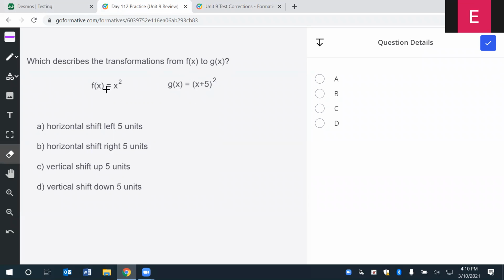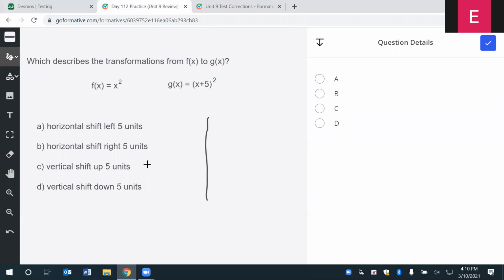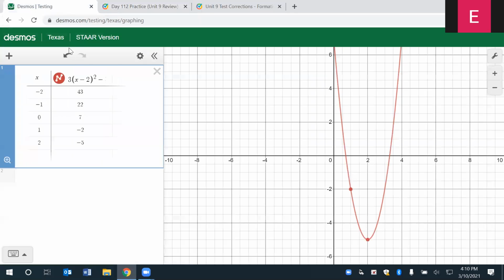I have 2 equations. And so the way to do this, you were supposed to graph both of them in Desmos. So first I'm going to graph this one first. I'm going to have to sketch this. So I'm going to set up my axes. So here's my y-axis and here's my x-axis. And I'm going to type the first equation into Desmos. f(x) equals x squared.